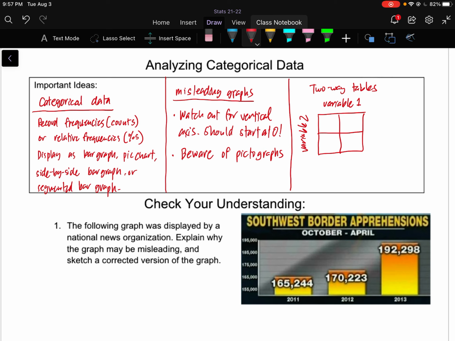All right, if you're given a two-way table, you want to make sure that it shows the totals. And if it doesn't show the totals, then you just got to add them up yourself. Okay, so you want to make sure that you see all those row totals. You want to make sure that you're seeing all those column totals, and you want to make sure that you're seeing the grand total, which would appear right there.